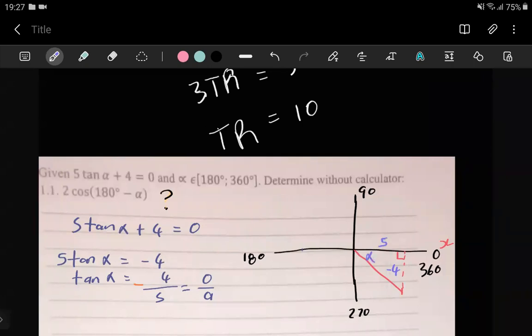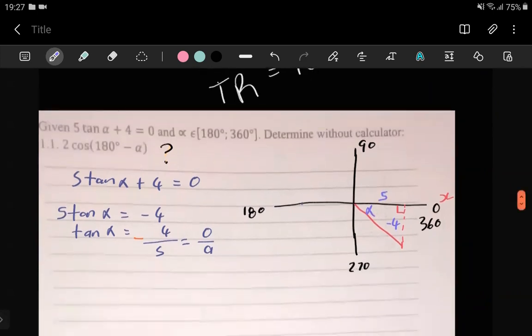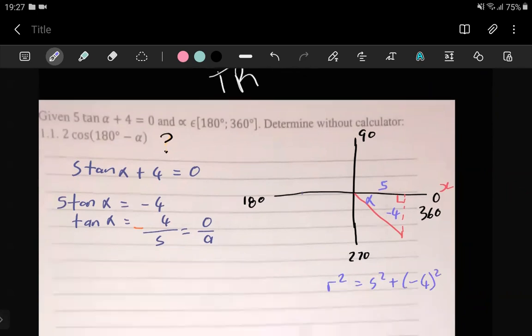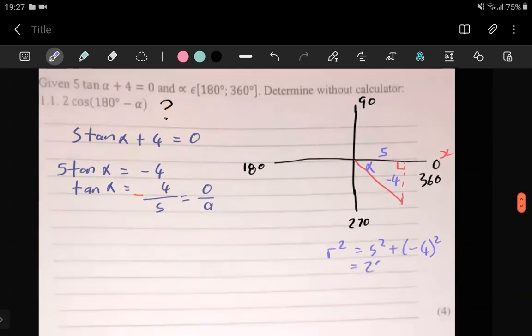Before you do anything, I always say, always try and get this length here using Pythagoras. So you can label it r, and r squared is equal to 5 squared plus negative 4 squared. And then you're going to have 25 plus 16, and then you're going to have 40, 40 what? No, 41. What is this?